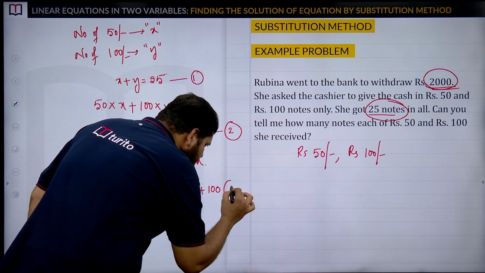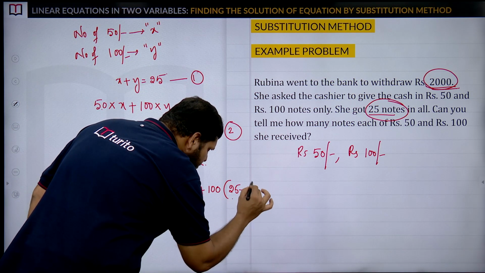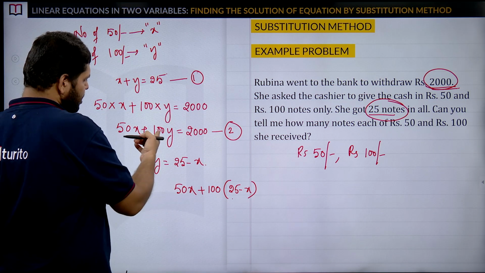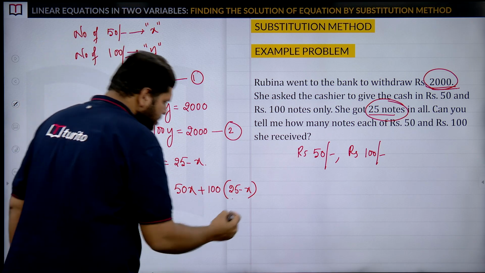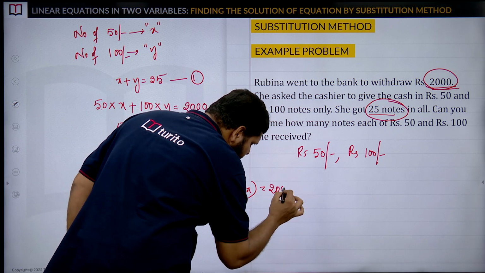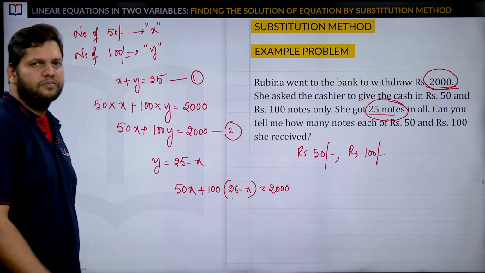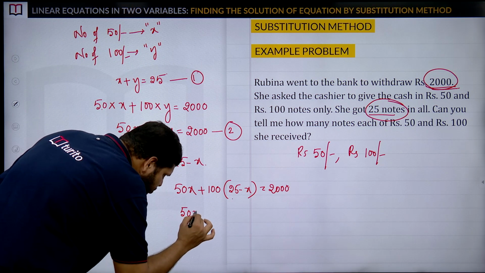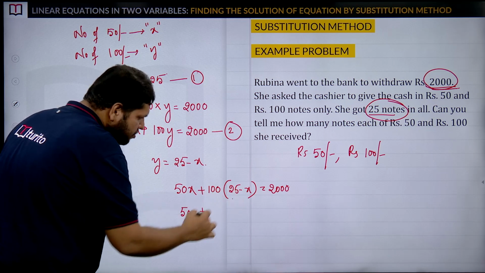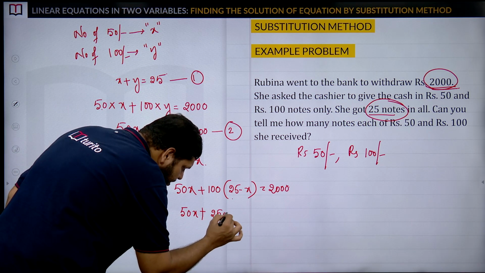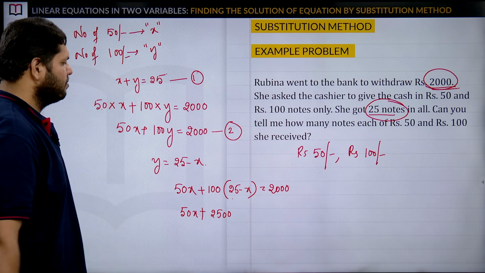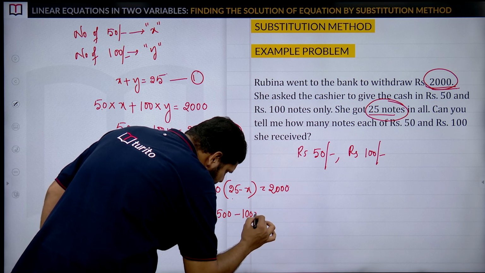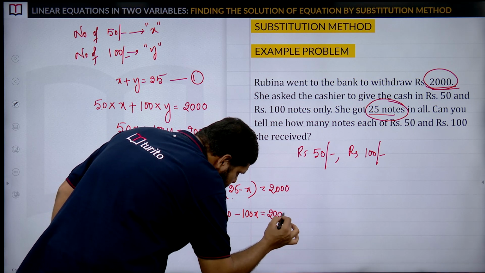Y is equal to what? 25 minus x. So this is 20 into x and 100 into y. So y is equal to 25 minus x is equal to what? 2000. Clear, children? Again, do simplification. So this is what? 100 into 25, we can write as 2500. And this is 100 into minus x, we can write as minus 100x, is equal to rupees 2000.